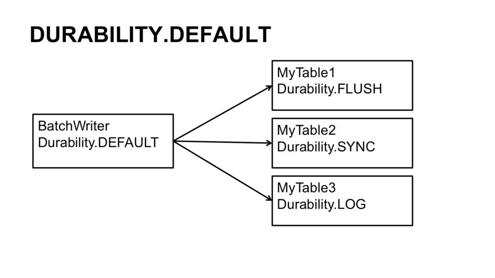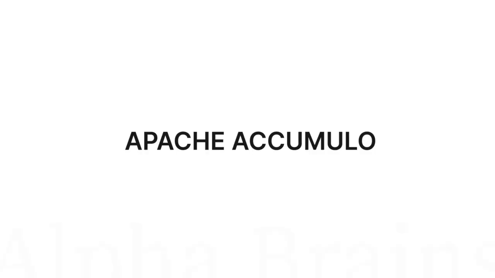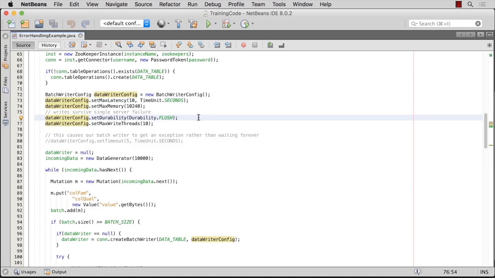By default, tables and batch writers use the sync level of durability. It's possible to change the level of durability of a particular table and let batch writers default to the table setting by specifying durability.default in our batch writer configuration. When reading data, Accumulo scanners will block indefinitely in the case of a transient error, such as no tablet servers being online, until at least one tablet server can be started.